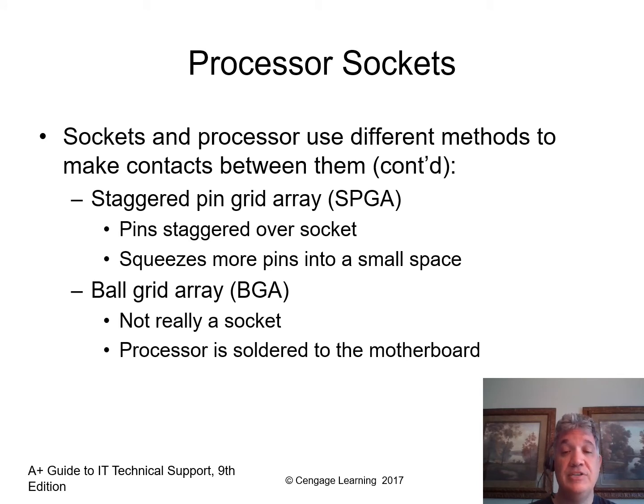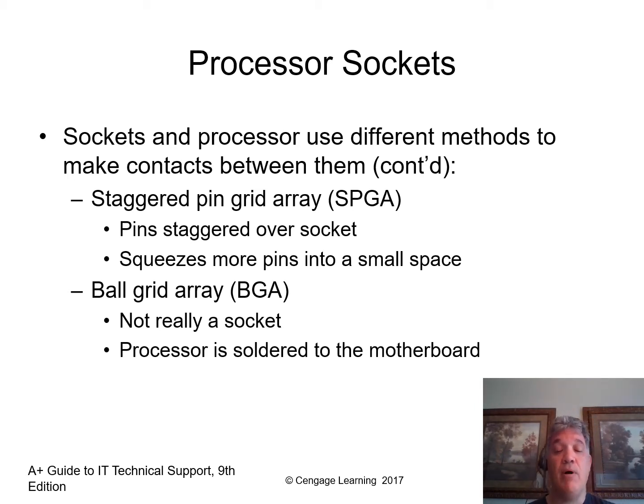Continuing, sockets and processors use different methods to make contact: staggered pin grid array and ball grid array. Again, not as common anymore. LGA and PGA are the most common, but these get an honorable mention. In the staggered pin grid array, pins are staggered over the socket, which squeezes more pins into a small space. Density is important, right? If you can make your systems more compact, that saves room for other components.